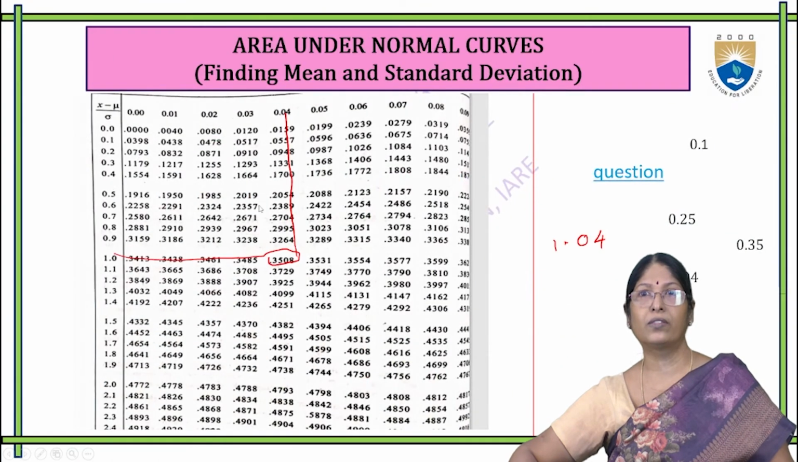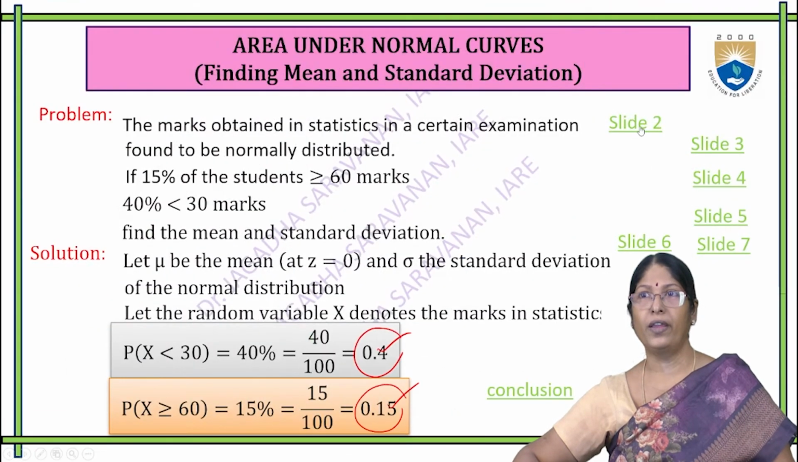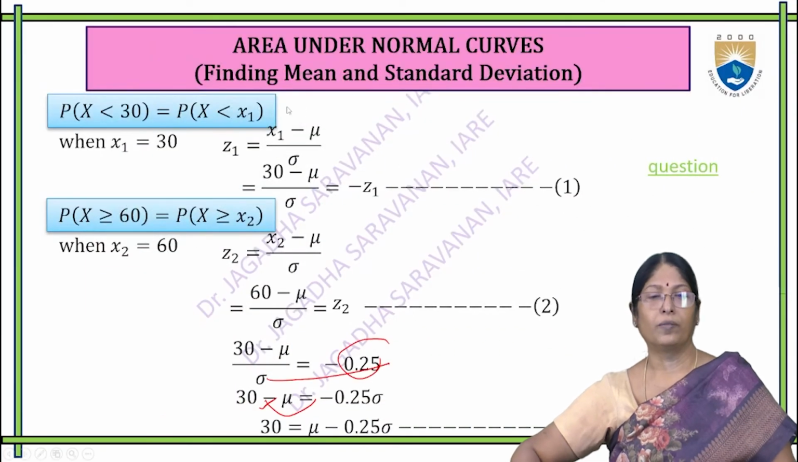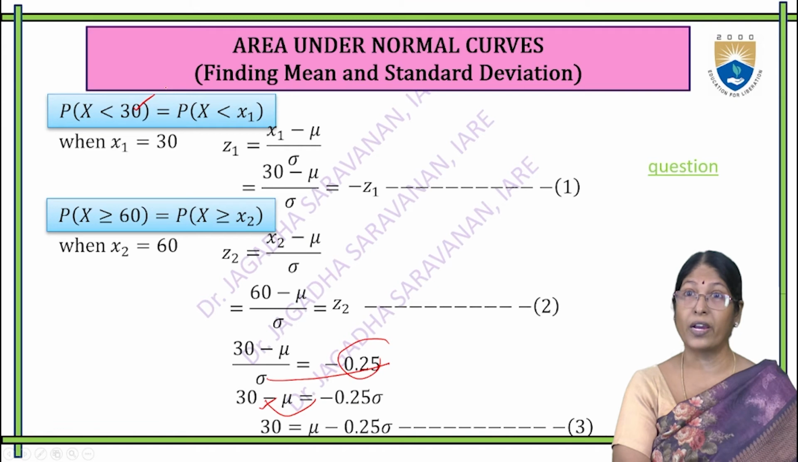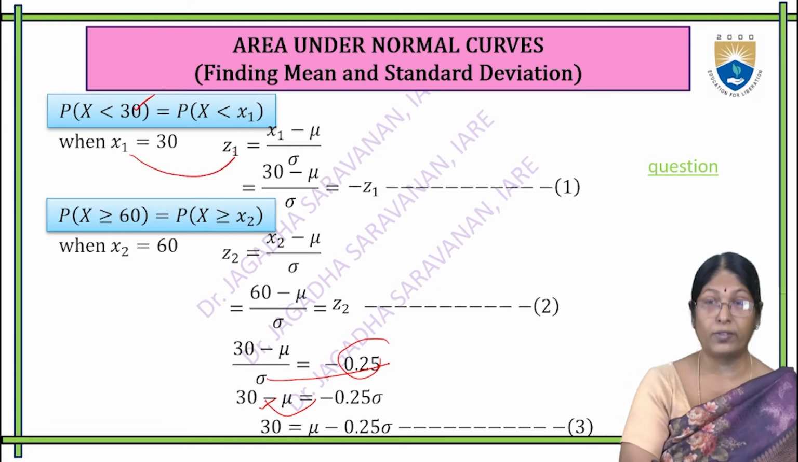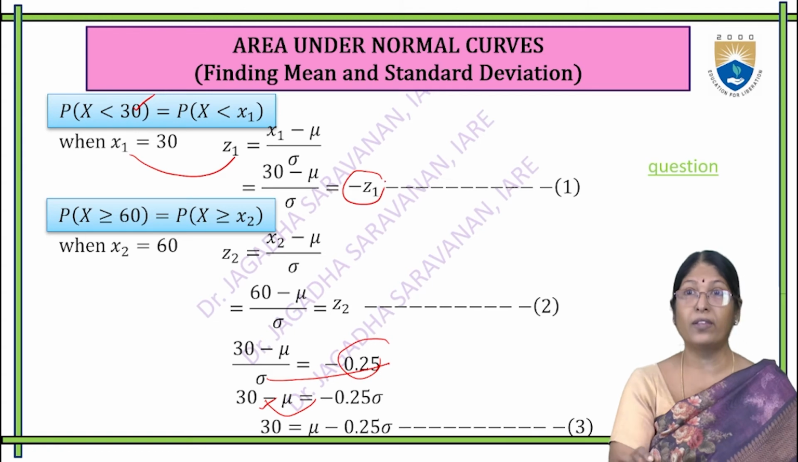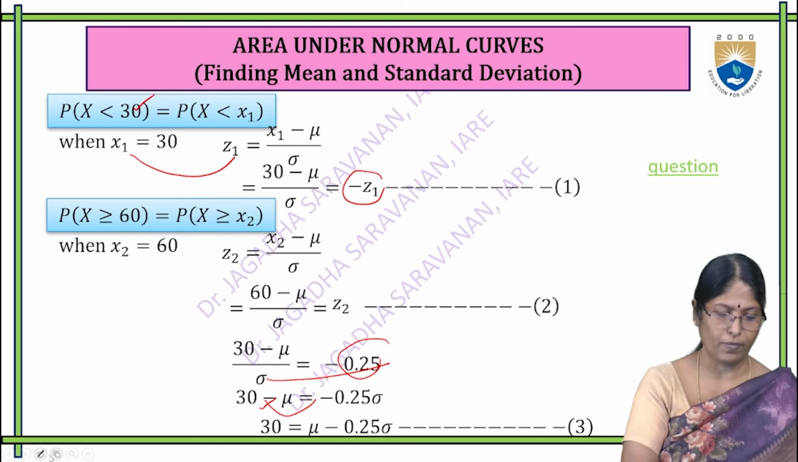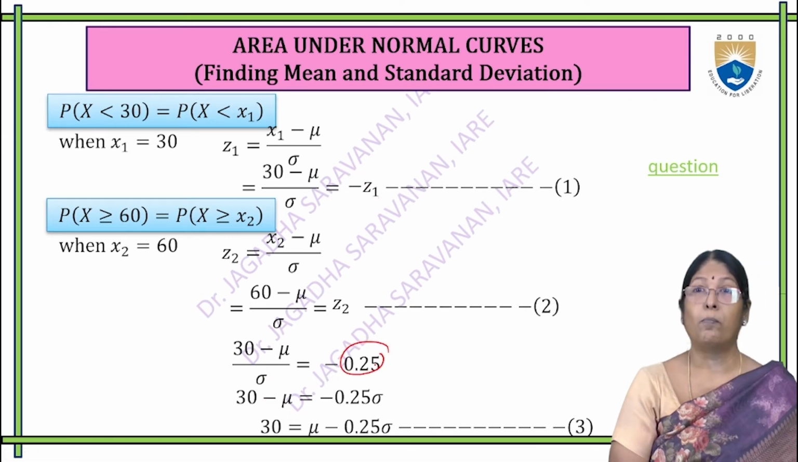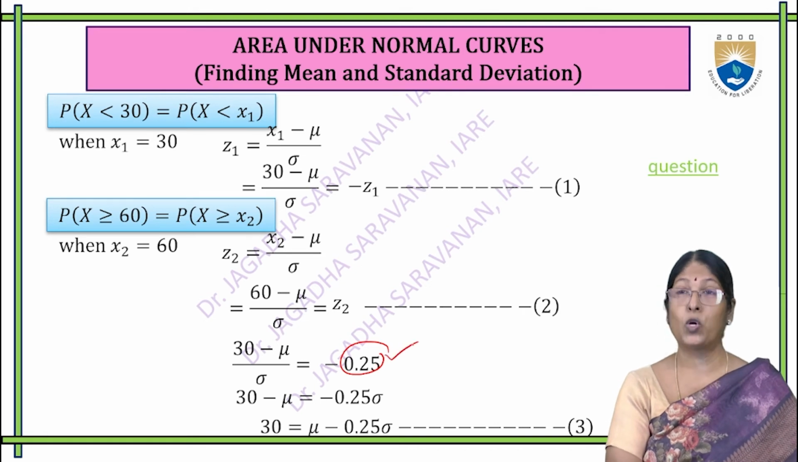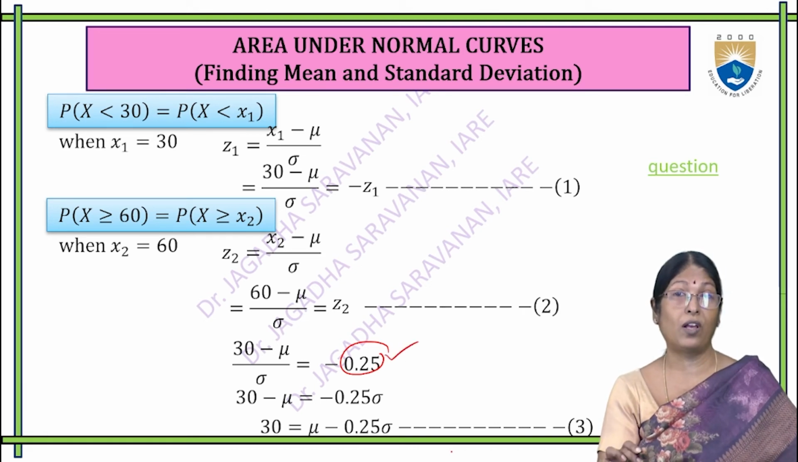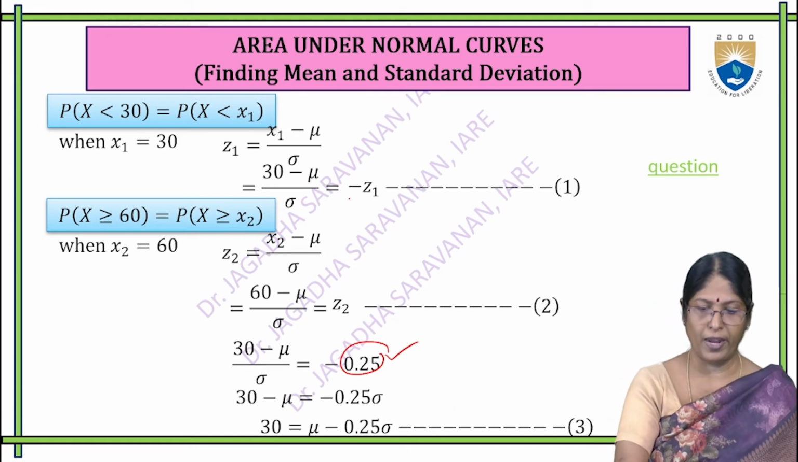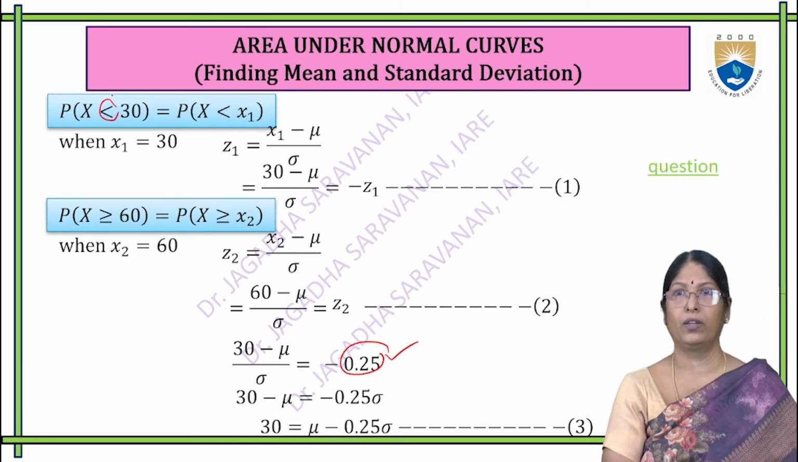That is the data which is given. Next, z1: we replaced minus z1 by minus 0.25. How we obtained 0.25, we just discussed using the normal distribution table. Minus sign because of this less than symbol.